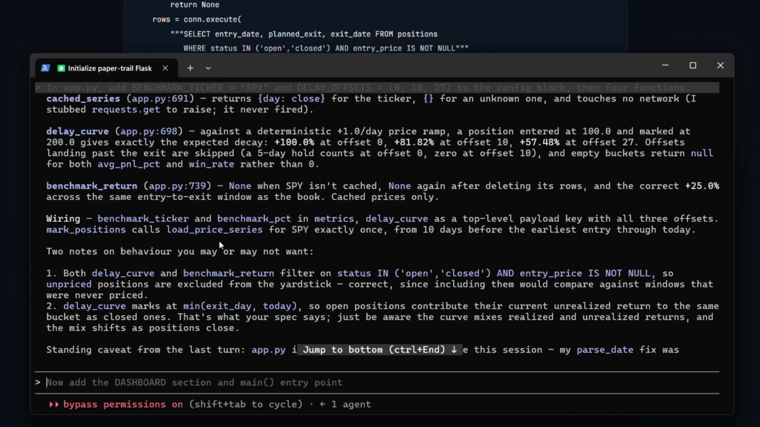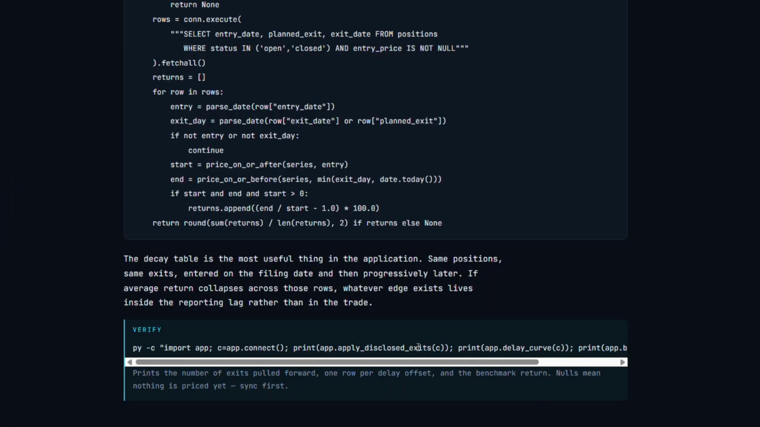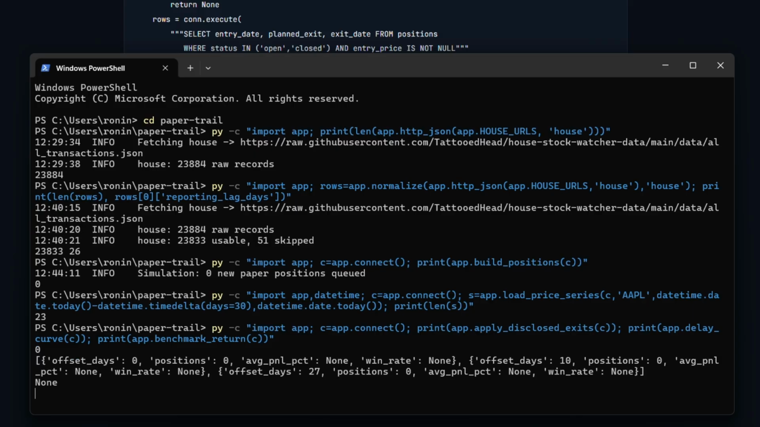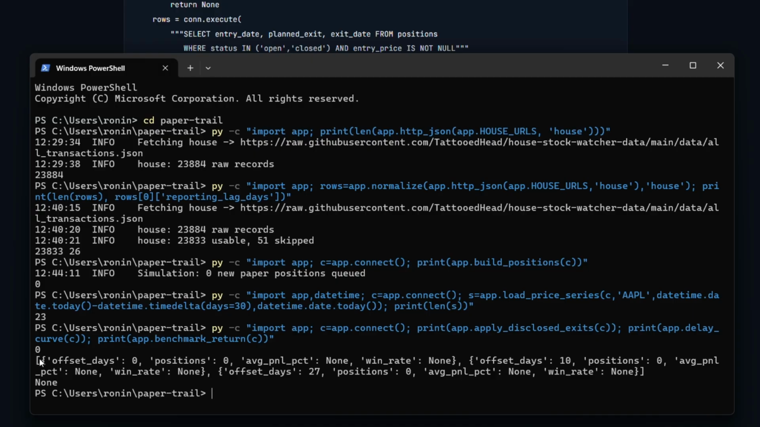Second, the decay table. Same positions, same exits, but entered on the filing date, then 10 days later, then 27 days later. That third row is the honest one, because that is roughly the average delay across the whole dataset. If the average return collapses between the first row and the third, then whatever edge exists is living entirely inside the reporting lag, and the whole build has just told you something worth knowing.